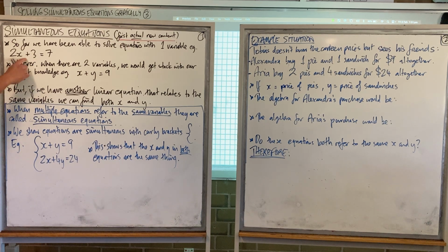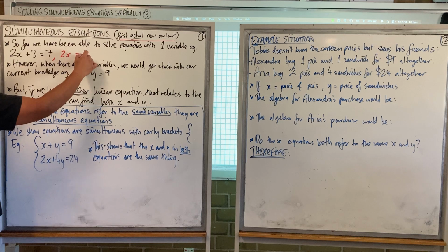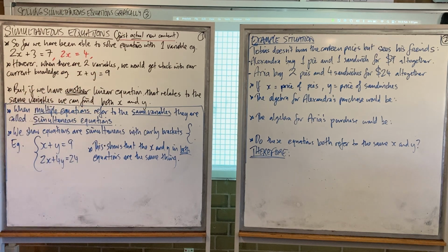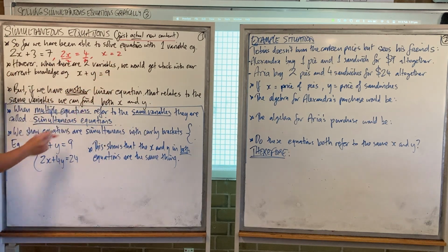How would I solve this? Take the 3, good. So 2x equals 4. What do I get rid of now? You divide there. Good. Divide both sides by 2. So x is going to be 2. You can do that if you've been practicing.